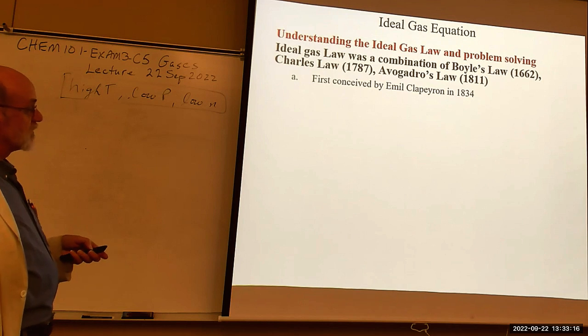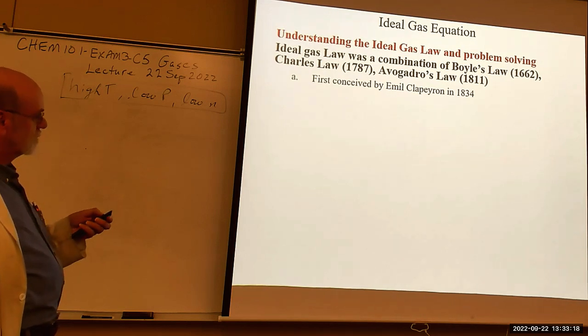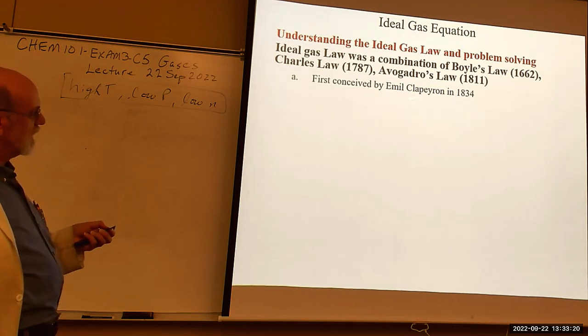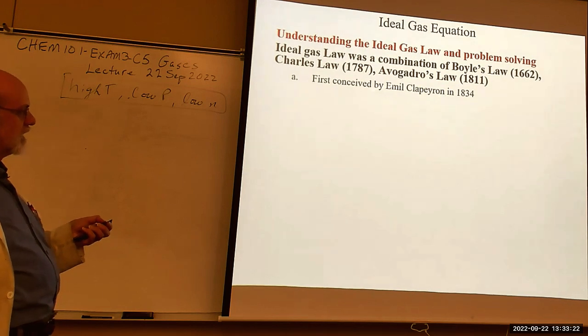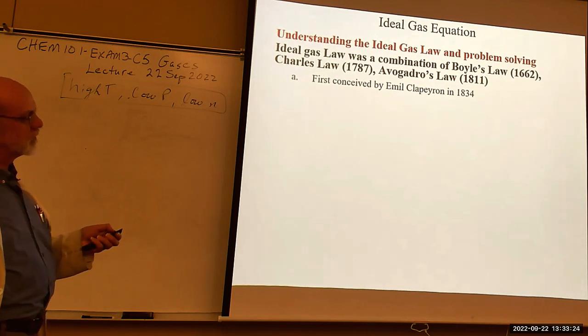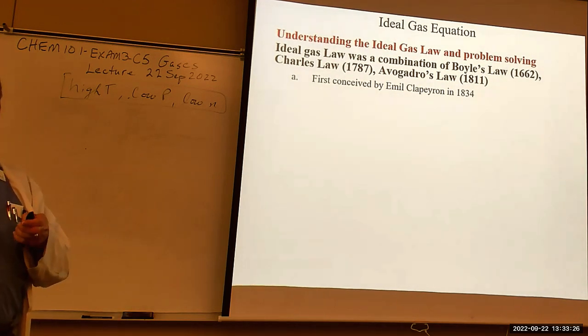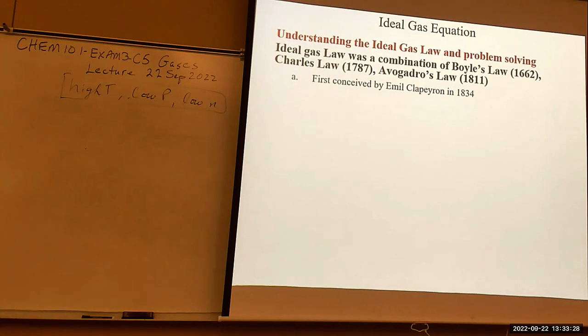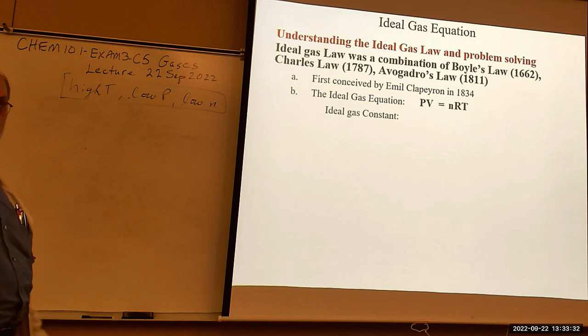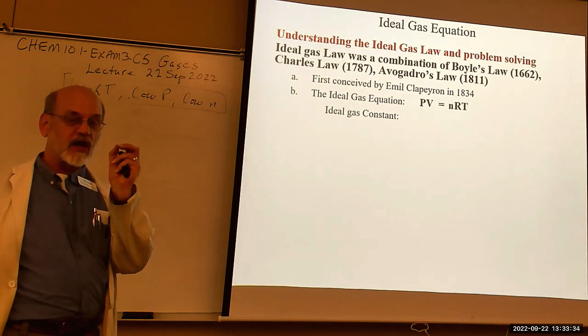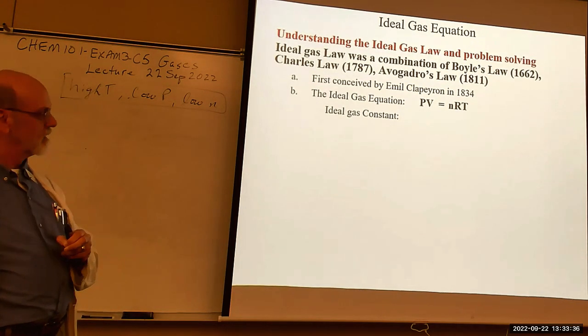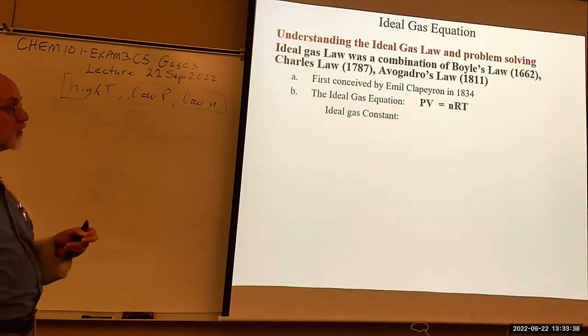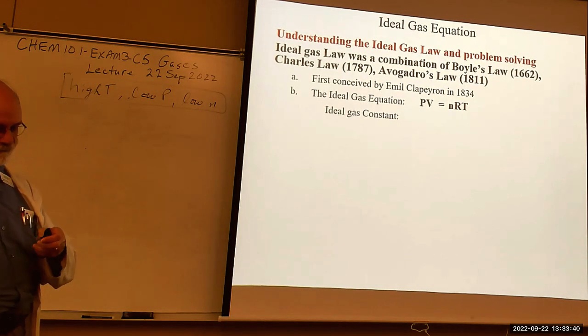So this ideal gas equation was proposed by Emil Clapeyron. You may see that name later. There's another equation associated with Clapeyron. And there's the equation. It's usually written as PV equals nRT. So R is that constant. Pressure times volume equals moles times the constant times temperature.